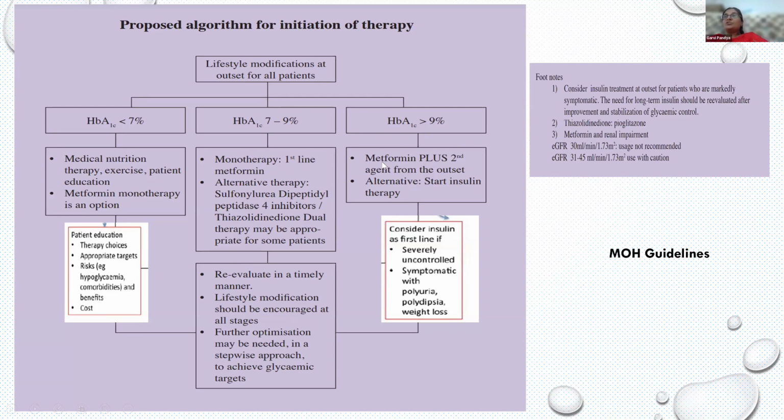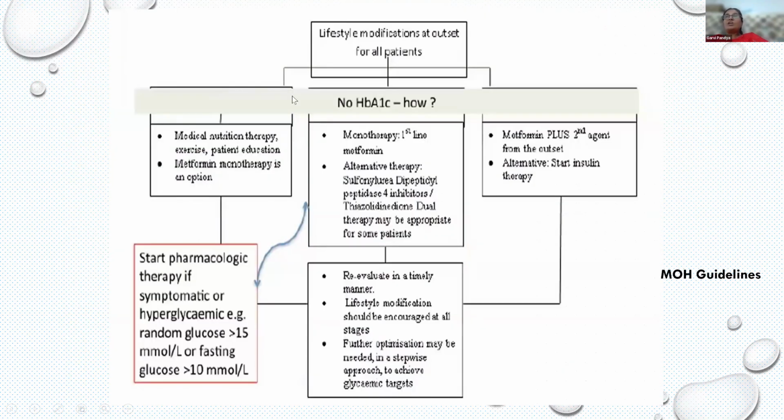So if the patient is seeing us for the first time and we don't have the HbA1c, what should we do? The government has suggested that if the random glucose is more than 15 millimole per liter or the fasting glucose is more than 10 millimole per liter, then we can go ahead and start the treatment. And again, we can start with first line therapy, see the response, and evaluate the further treatment needed for the patient.